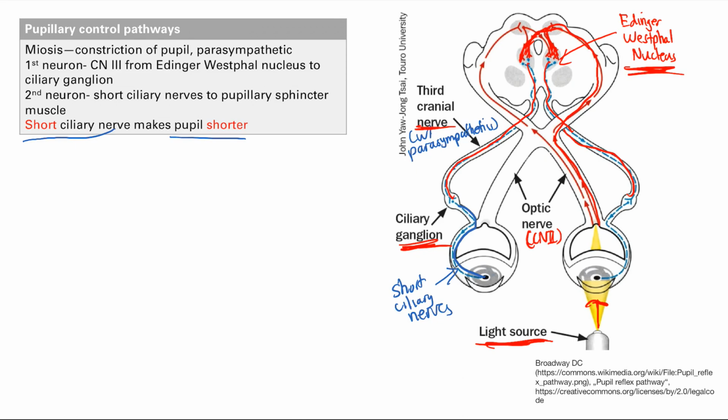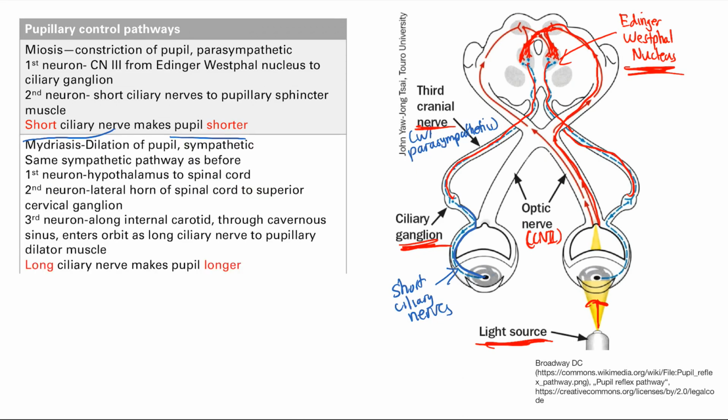This is the second neuron now. It's going to go up the sympathetic chain ganglia, and it's going to synapse at the superior cervical ganglion. And then that third nerve is going to come out, and it's going to travel along the internal carotid, go through the cavernous sinus, and then enter the orbit as the long ciliary nerve. It's going to go to the pupillary dilator muscle and cause eye dilation. So the other mnemonic is that the long ciliary nerve makes the pupil longer.